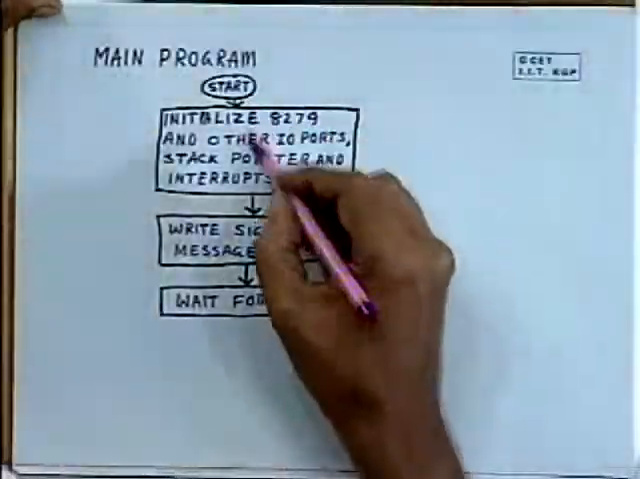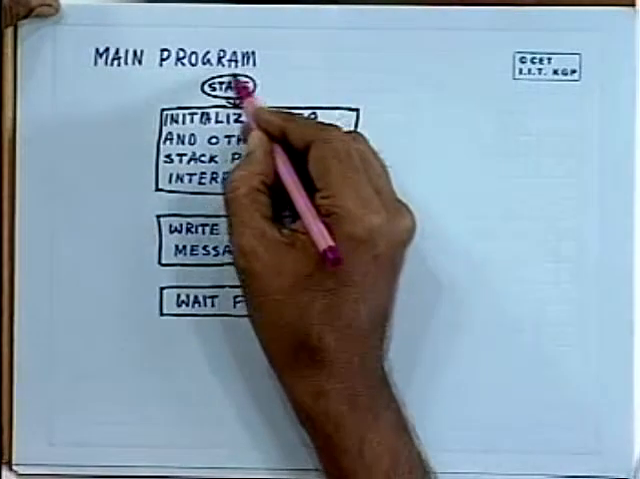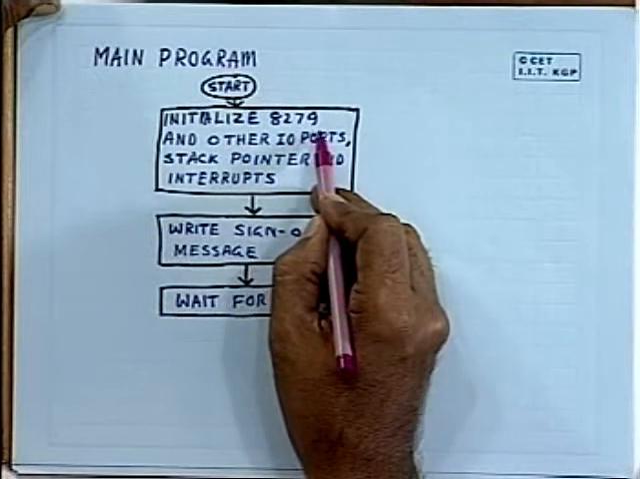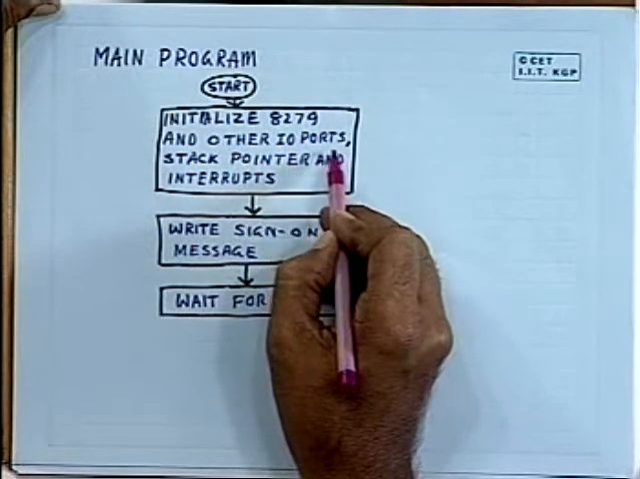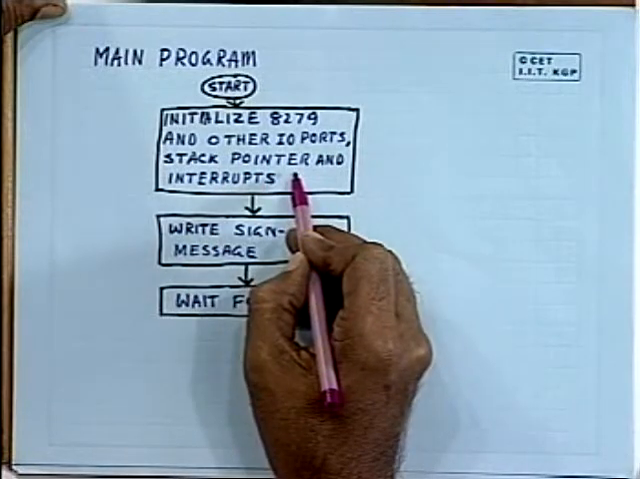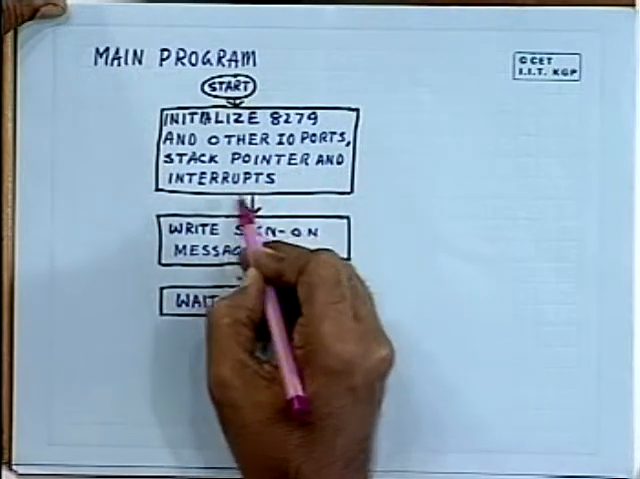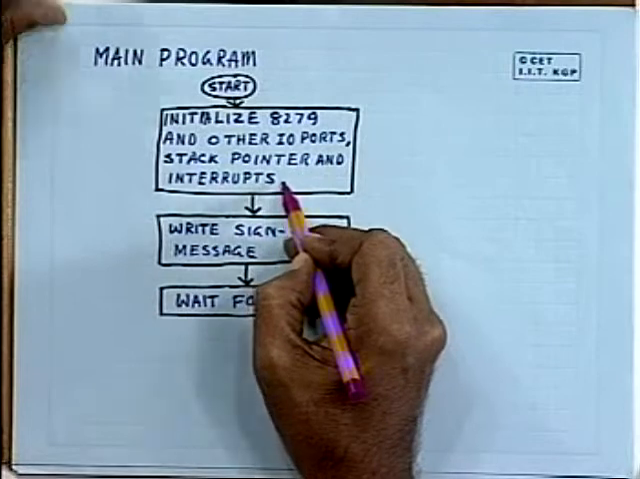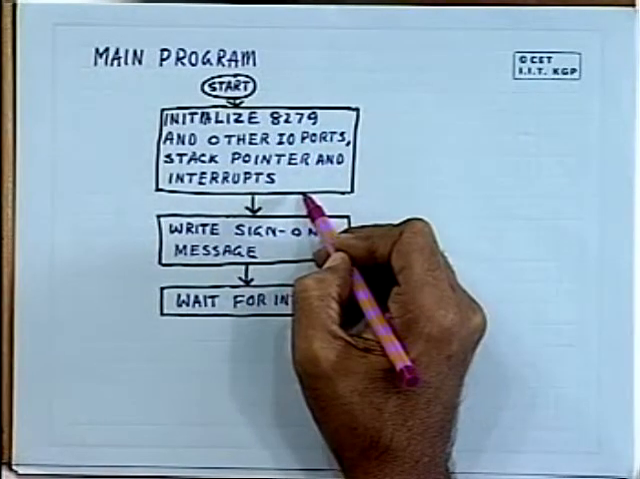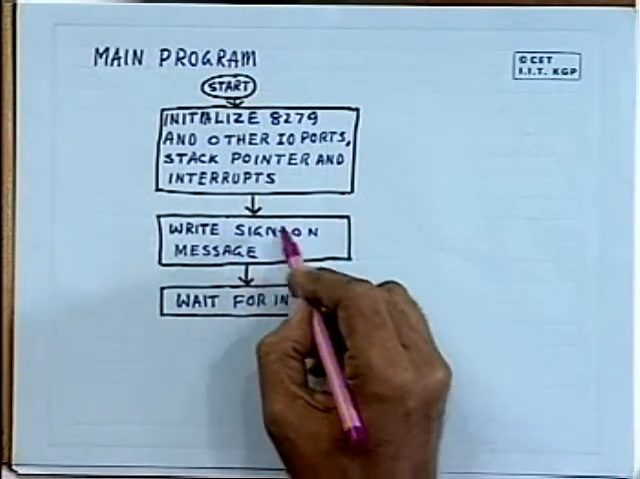So let us see how you can do it in a modular way. First of all, let us consider the main program. After you do the resetting, it will initialize the 8279 and other IO ports that you interface to the system. It will initialize the stack pointer. It will initialize the interrupts. Some of the interrupts will be disabled and enabled. So initialization is done. Then it will display a sign on message.